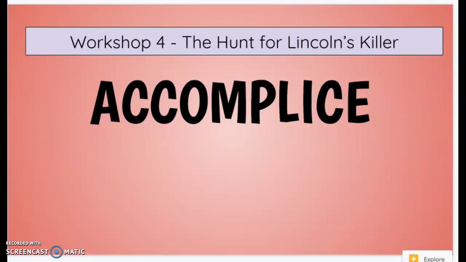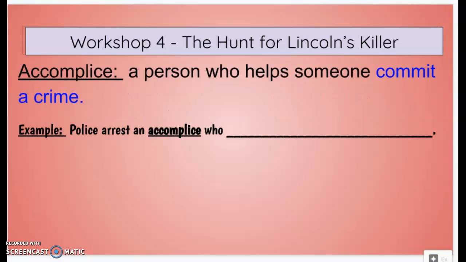So our first word is accomplice. An accomplice is a person who helps someone commit a crime. You'll notice the letters in blue. That's what I want you to write into the definition. And then you're going to be doing this on your own. You won't be doing this together. You're going to come up with your own example. Police arrested an accomplice who blank.